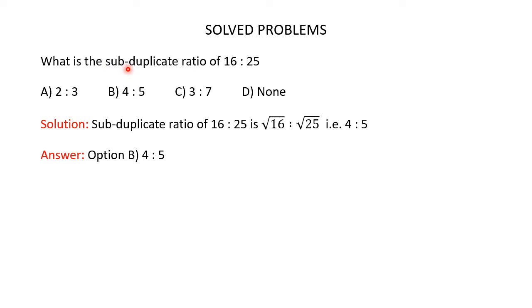What is the subduplicate ratio of 16 is to 25? You are given 4 options and you have to find out which of these options is the correct one. Now the subduplicate ratio of 16 is to 25 is square root of 16 is to square root of 25, which is nothing but 4 is to 5. So the correct answer is option B, 4 is to 5.